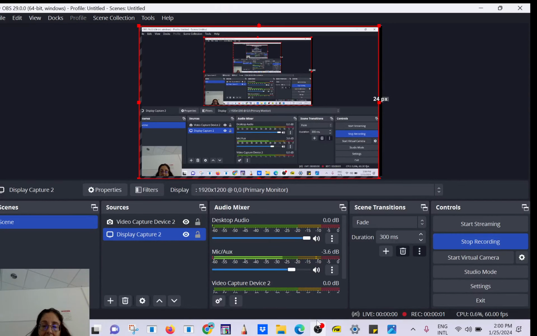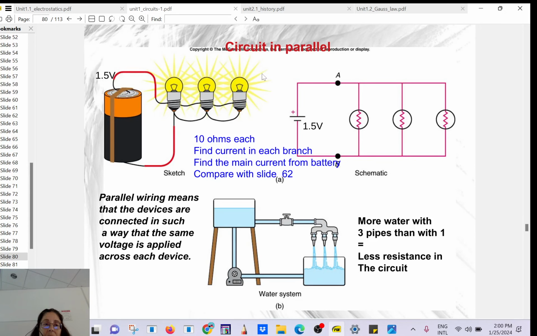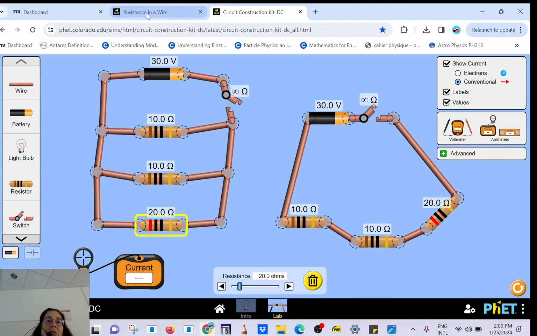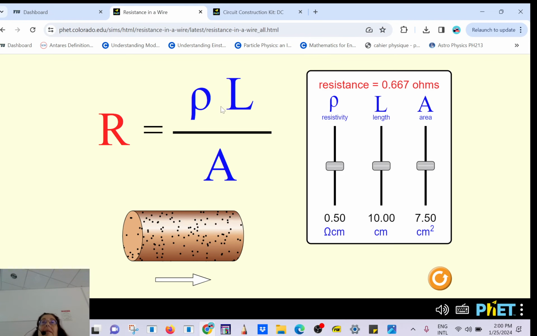Let's start the class. But before, I want to go back to make sure that you understand. Like last time I made a mistake in the equation, so I want to make sure that you have that equation right. For example, when you have a connecting wire, you can change the resistance by changing either the length.